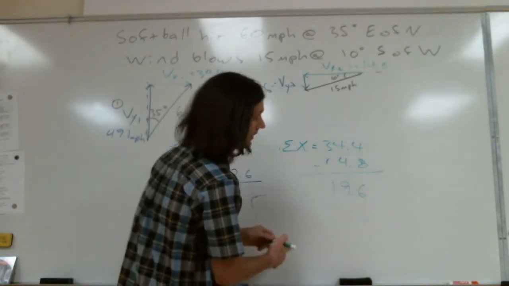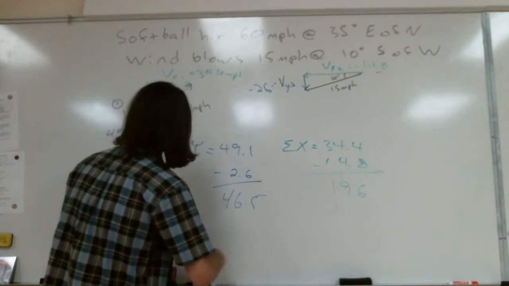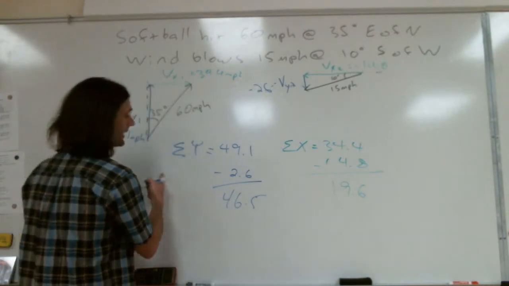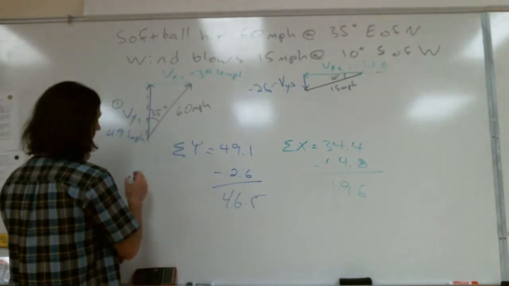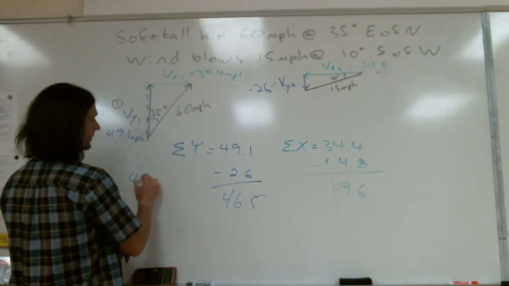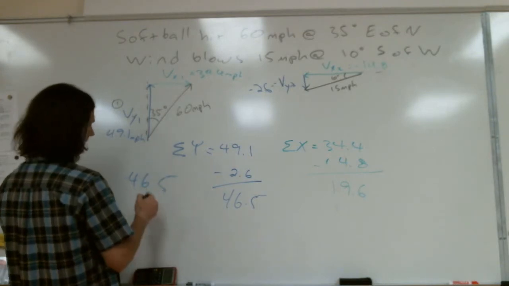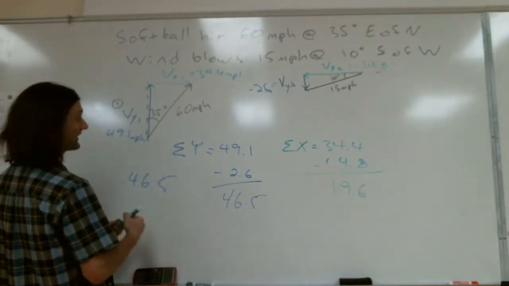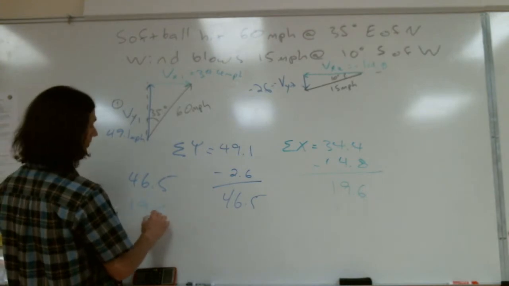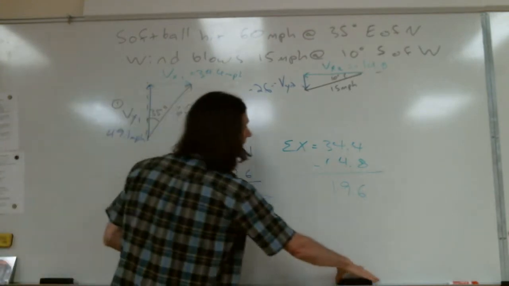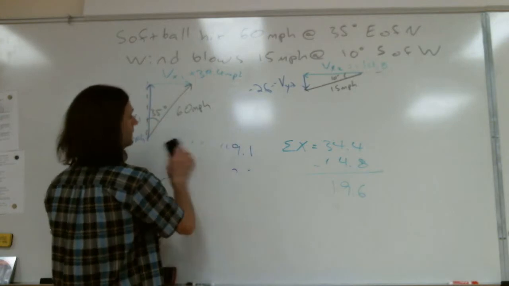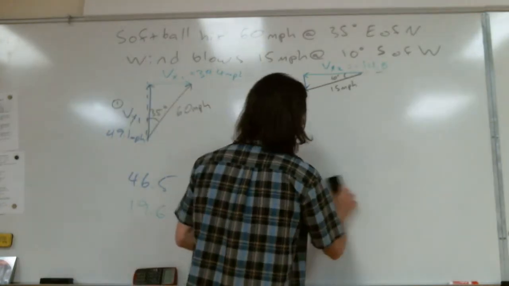And it doesn't matter which one you start with. So the net y, I'm going to rewrite because I'm going to have to use this space again. The net y, 46.5, and the net x, 19.6. All I wanted to do is write that down so we can go and draw our last triangle.